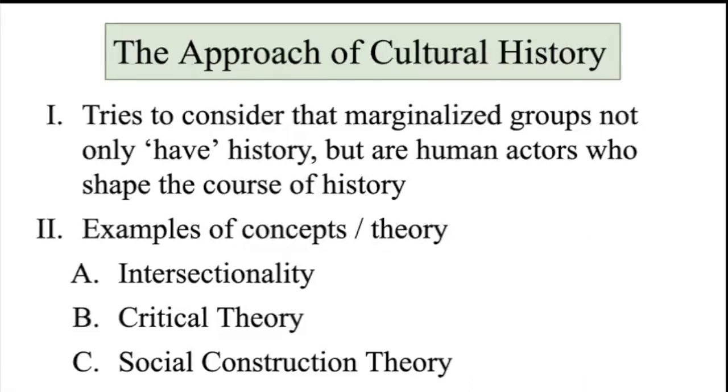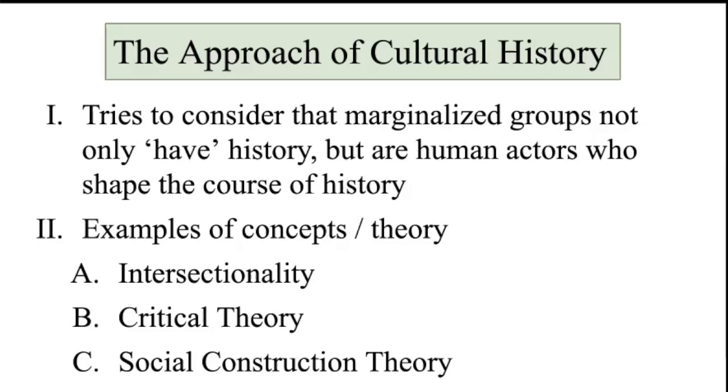A recent approach to history is somewhat unfortunately called cultural history. This is misleading in that it suggests that it means a history of cultures rather than an adjustment of the viewpoint of the discipline of history. Cultural history overlaps with social history in the sense that both deal with people left out of the great men and battles history. But the cultural historian tries to consider that marginalized groups not only have history, but are human actors who shape the course of history.